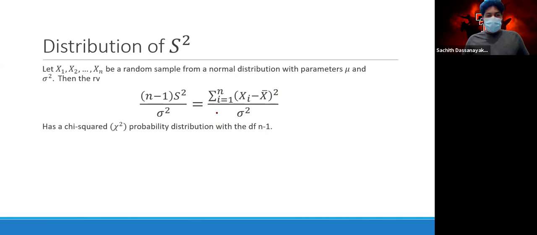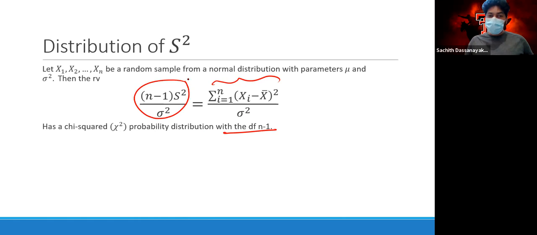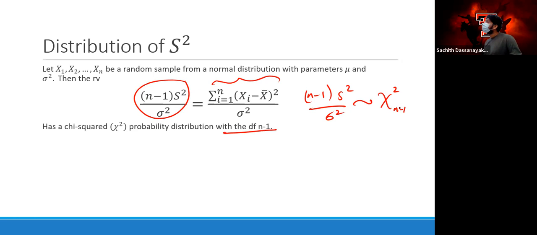With this guy, degree of freedom, same as the T, degree of freedom is n minus 1. So this piece right here, it has a chi-square distribution. Since this left hand and right hand side are equal, then this guy also has what? N minus 1. S squared over sigma squared, this guy has chi-square distribution with degree of freedom n minus 1.